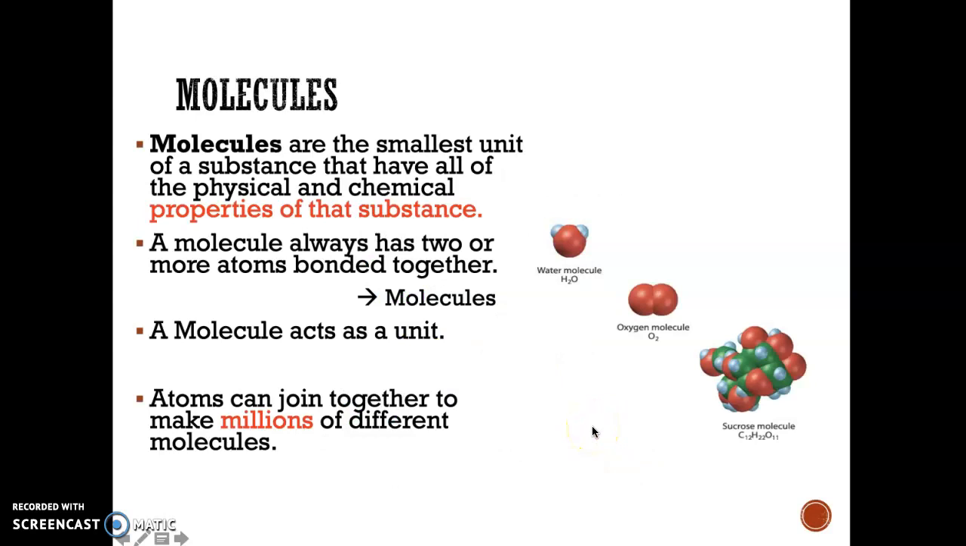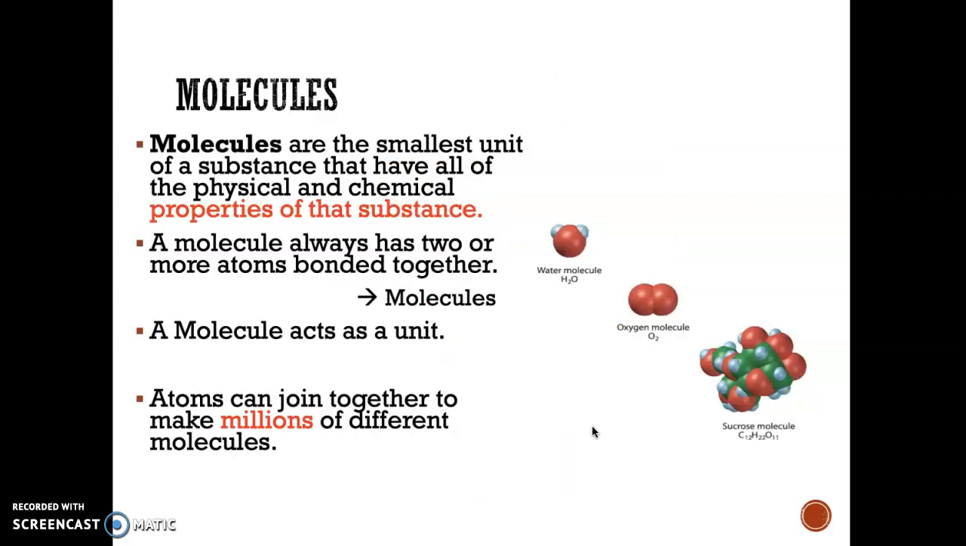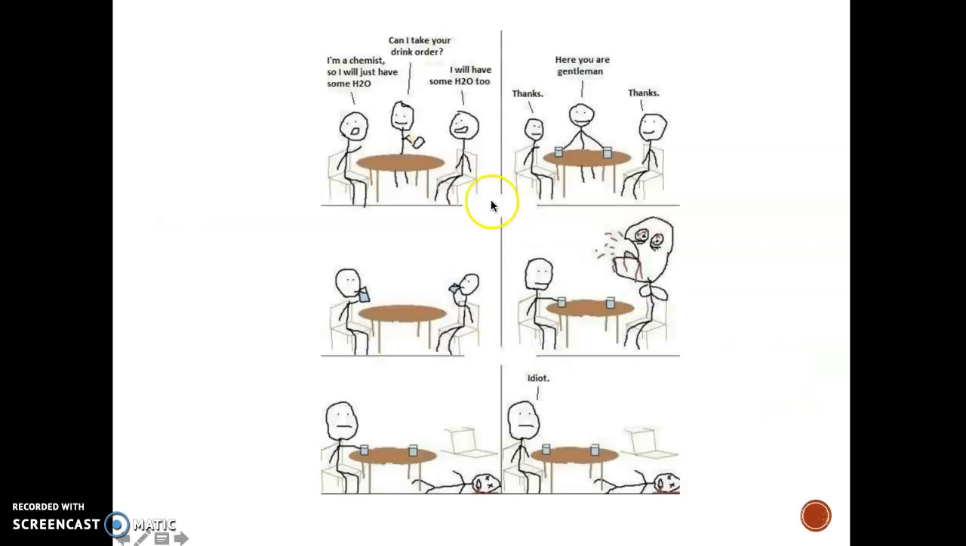So you get millions of different compounds, millions of different molecules. And the small changes can make a big difference. And here's a nice meme to illustrate that.